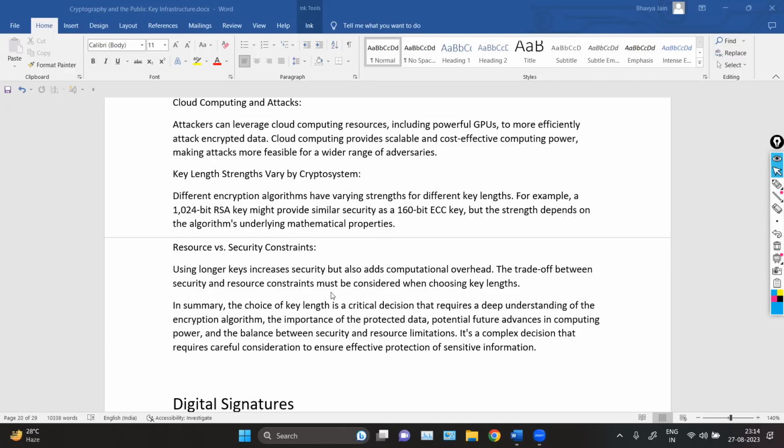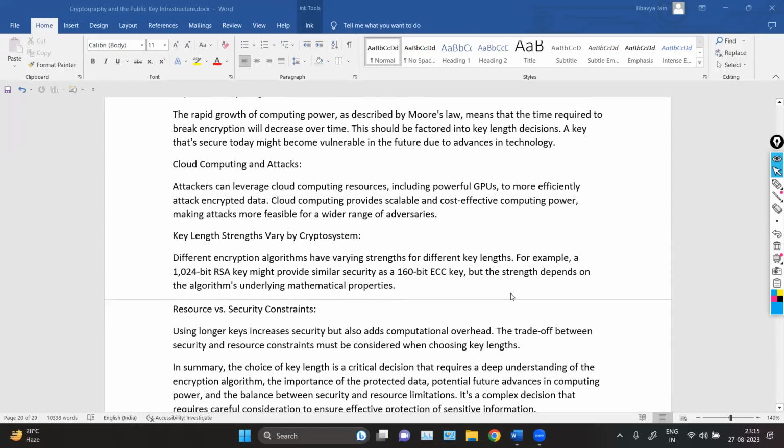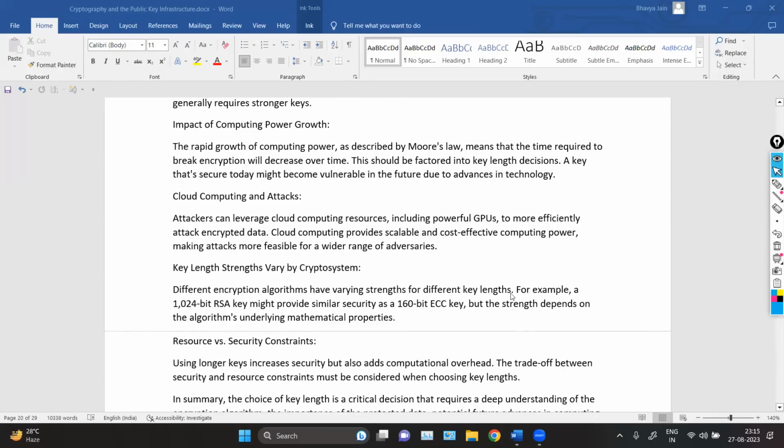Then we have resource versus security constraints. Using a longer key increases security but also adds computation overhead. So the trade-off between security and resource constraints must be considered when choosing the key length. That is, whatever key you are using, make sure you have adequate computational power. So is it clear this much?